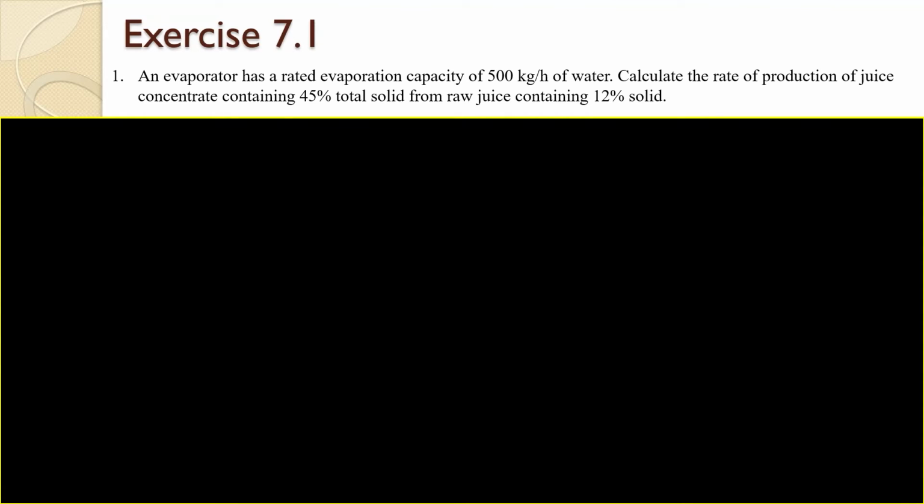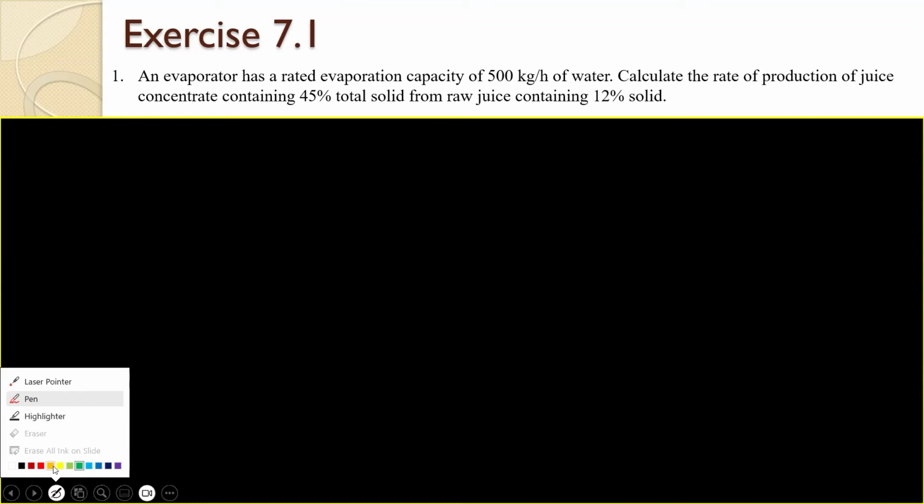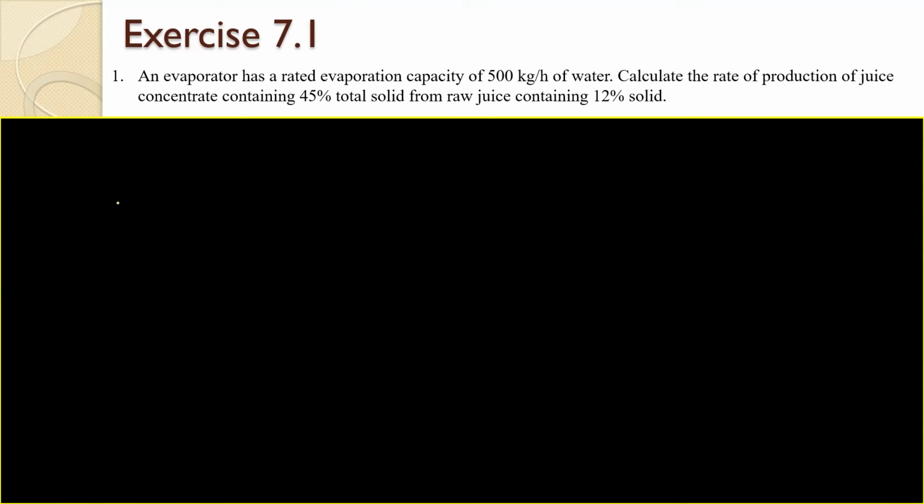It says here that an evaporator has a rated evaporation capacity of 500 kilograms per hour of water. Calculate the rate of production of juice concentrate containing 45% total solids from raw juice containing 12% solids. So let's draw first the process flow diagram.